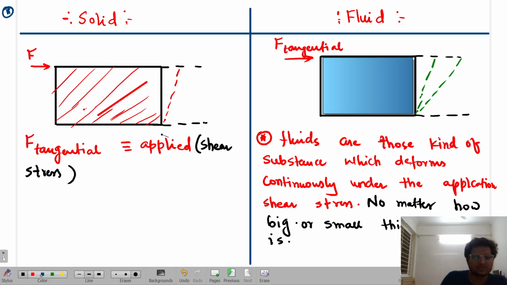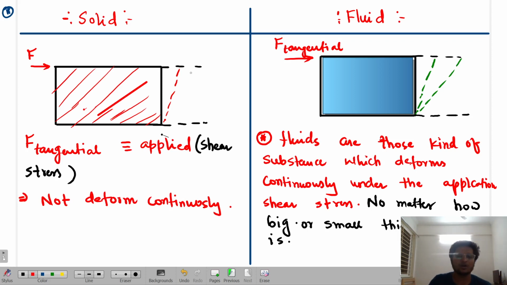What are solids then? Basically, they will not deform continuously. It's a simple thing. They will deform, but it will not be a continuous deformation. It will stop over here. After this deformation, there is no further deformation. But in fluids, the deformation is continuously increasing, increasing, increasing, and so on. Are you able to get me or not?